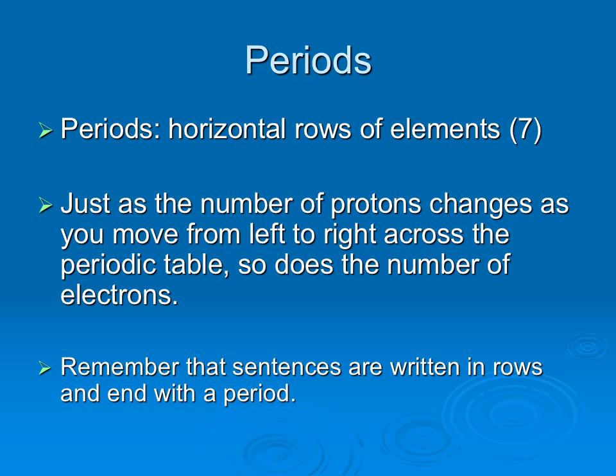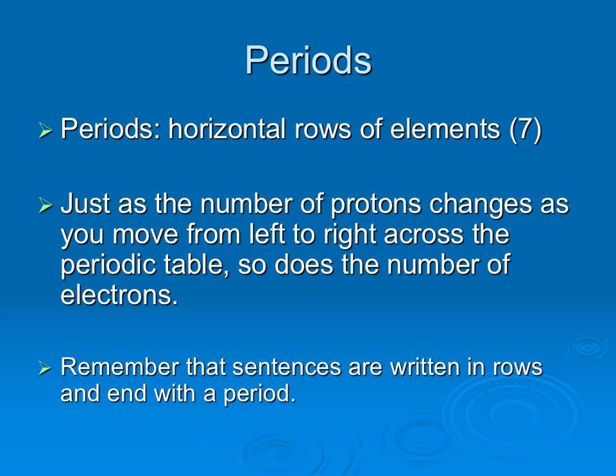The periods in the periodic table are the horizontal rows of elements, and there are 7. Just as the number of protons changes as you move from left to right across the periodic table, so does the number of electrons. Remember that we have an equal number of protons and electrons. So as we move from 1 to 2 to 3 to 4 to 5 protons, we're also moving from 1 to 2 to 3 to 4 to 5 electrons, because they're equal.